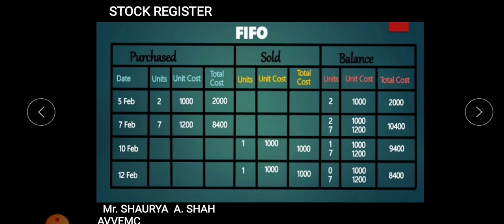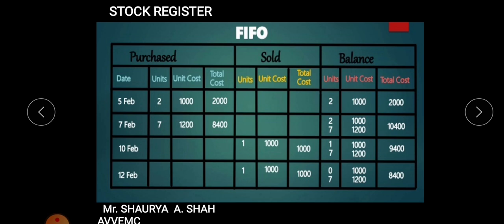First in, first out. So whatever came first will be going out first, right? So from your opening balance, I'll be issuing this because the price is 1000. I will write down here, right? I'll write down again closing balance.